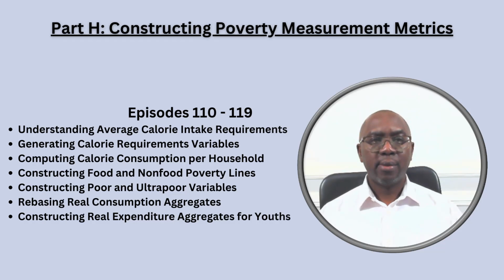And then lastly, we're going to construct real expenditure aggregates, for example, for the youth, even for those who are old. The idea there is just to see how different groups of the population, whether they're poor or how poor they are, compare to the other group. So that's the process that we're going to go through. Let's get started.